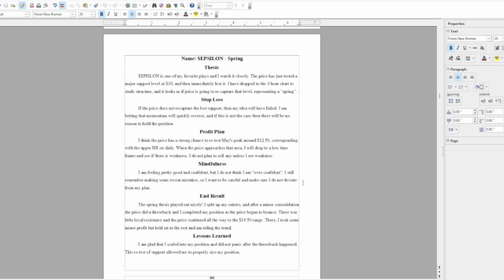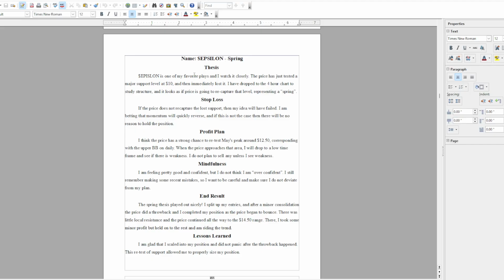And what I'm doing, again, I'm making the whole book free. I'm looking at the different sample trading journal entries. Here we have one called EPSILON, and it's a spring. Earlier in the book, I explained different trading theses. One of them is a spring. I talk about where it might fail and how to define it. And here's one sample trade that uses this technique.